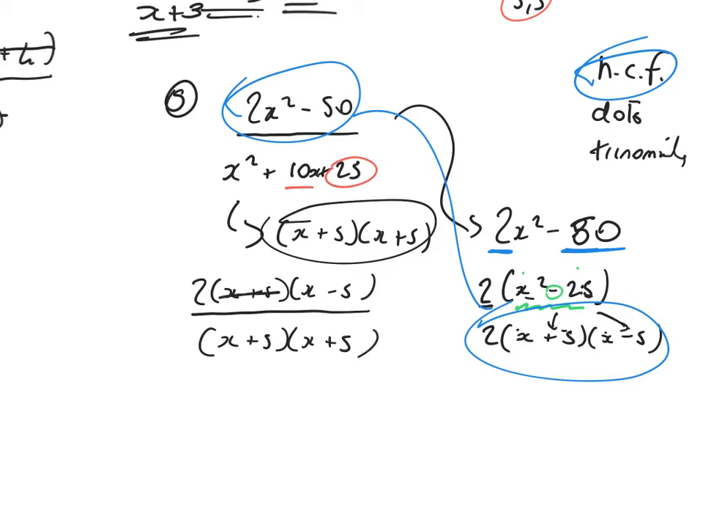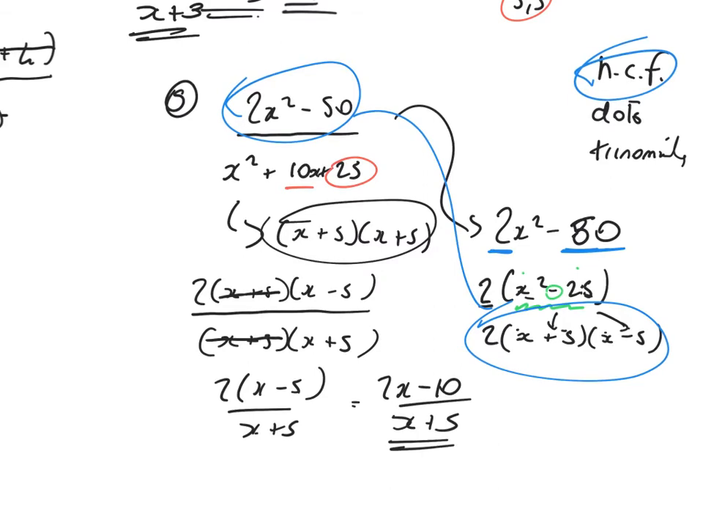Okay, so I can cancel one of these and one of these, and that gives me 2 bracket x minus 5 over x plus 5. I can then expand that last bit out: 2x minus 10 over x plus 5.